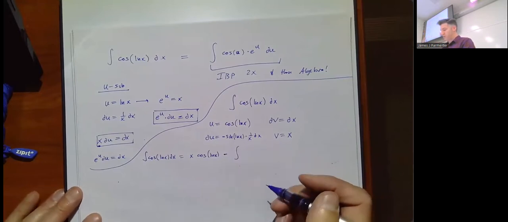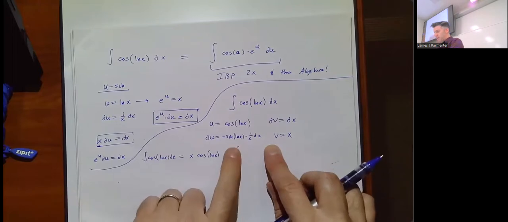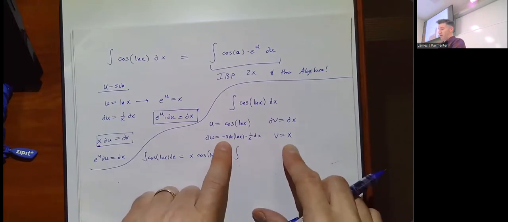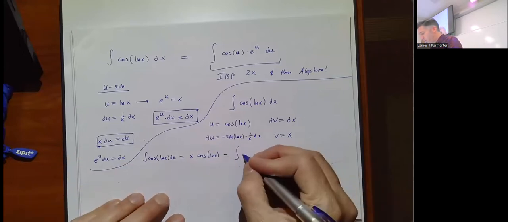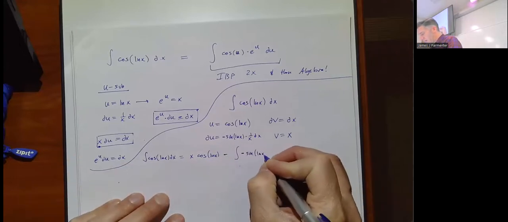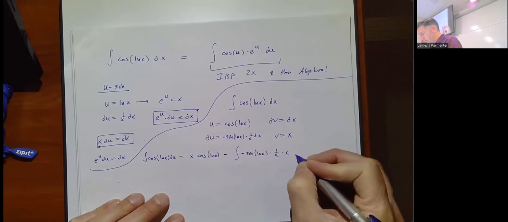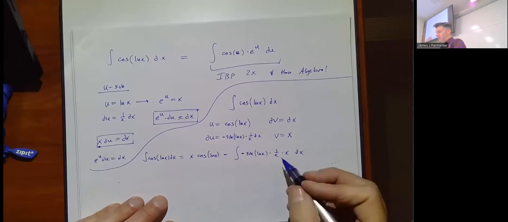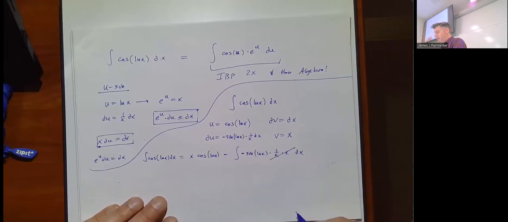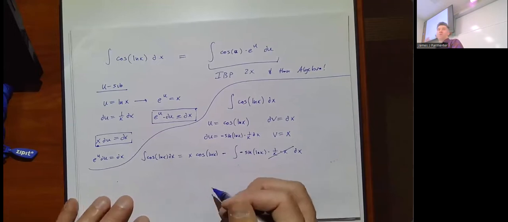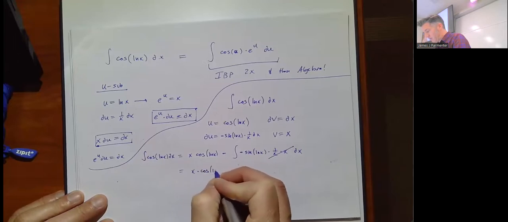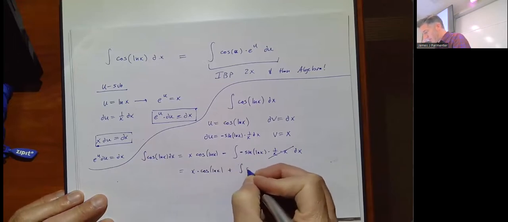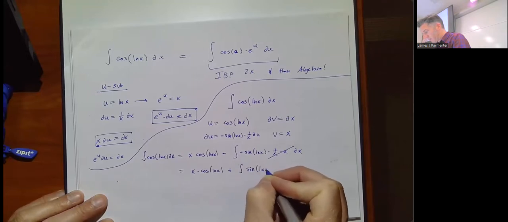Now let's be thoughtful before we do this too much. If I multiply v times du, or x times negative sine of natural log of x times 1 over x, what's going to cancel? The 1 over x and the x. So I could write negative sine of natural log of x times 1 over x times the x times the dx. These cancel. Also, that becomes a plus, and I do think it's worth making that simplification along the way. This is going to equal x times cosine of the natural log of x plus the integral of sine of the natural log of x dx.